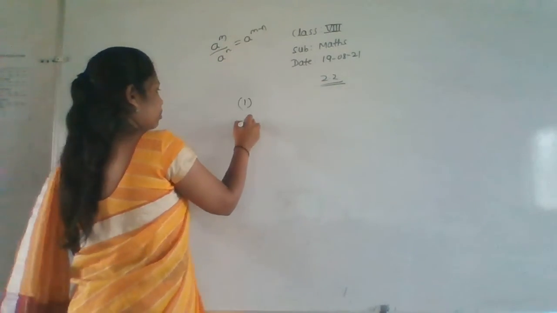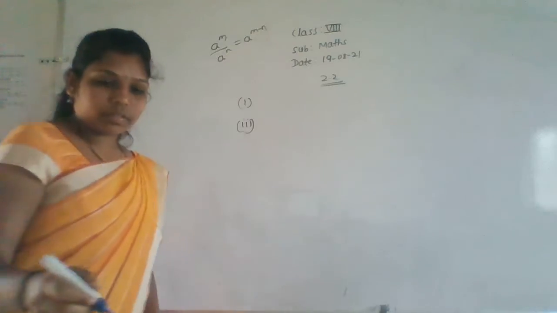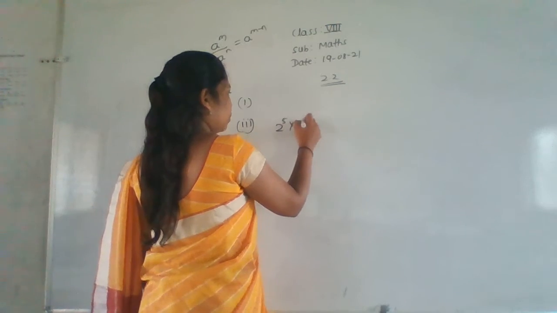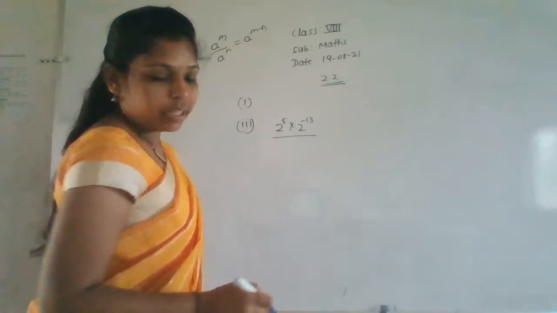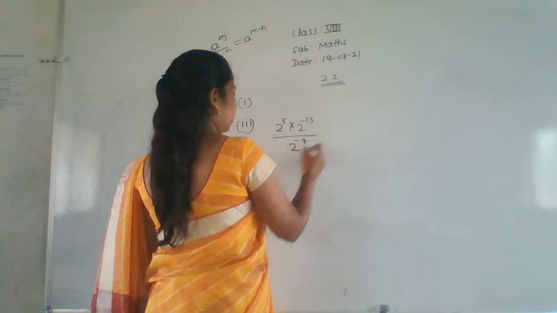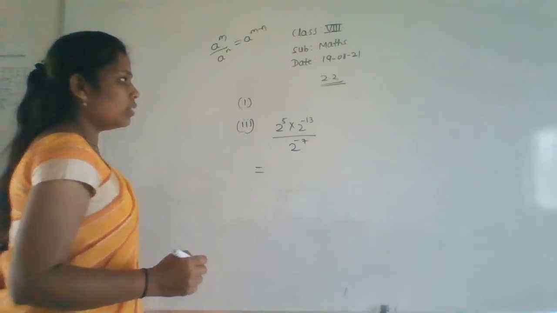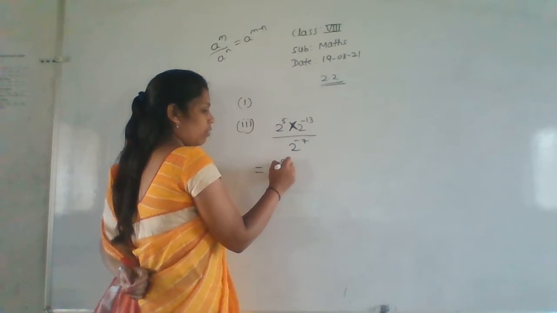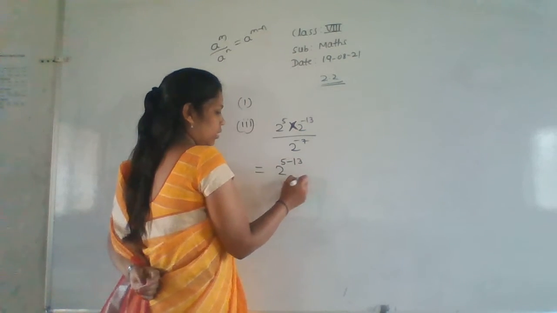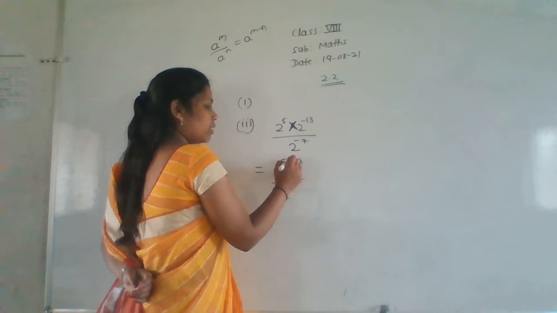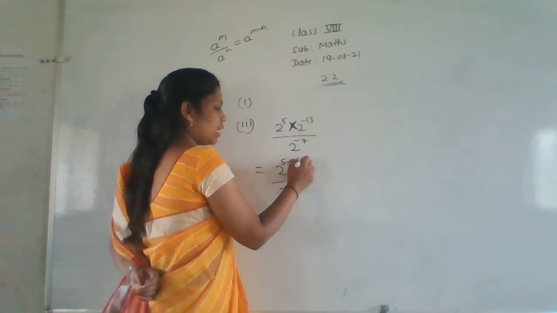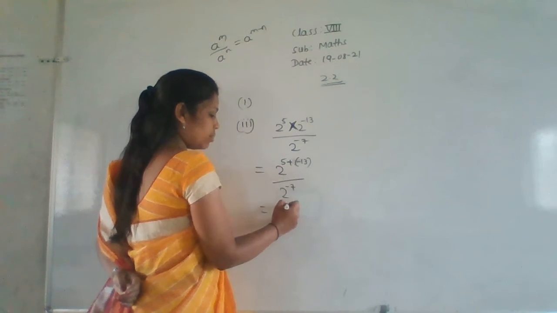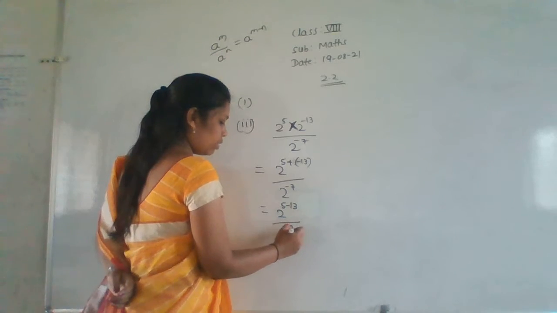Solve the third problem now. 2 to the power 5 into 2 to the power minus 30 divided by 2 to the power minus 7. Now, there is multiplication, so first do that. That is 2 to the power 5 minus 13 divided by 2 to the power minus 7. Plus into minus is minus, so I have written a minus. I hope everyone understood that. 2 to the power 5 plus minus 13 divided by 2 to the power minus 7.